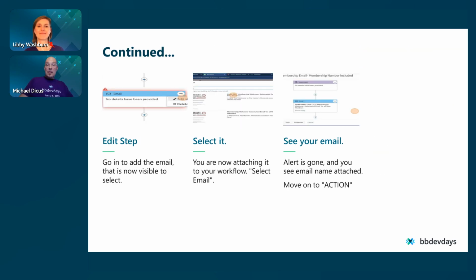So now we're in the Designer again, because we want to connect that now published email. So go and edit the step to add the email, and it'll scream at you. There's a nice little red triangle up there saying, hey, something's off. We need something here. So go in, click the 3 dots, edit step. You should see the email, select it. So you're now attaching it to your workflow, and then save, and the alert is gone, and you see the email name attached. So let's move on to the next part of the flow, which is action.